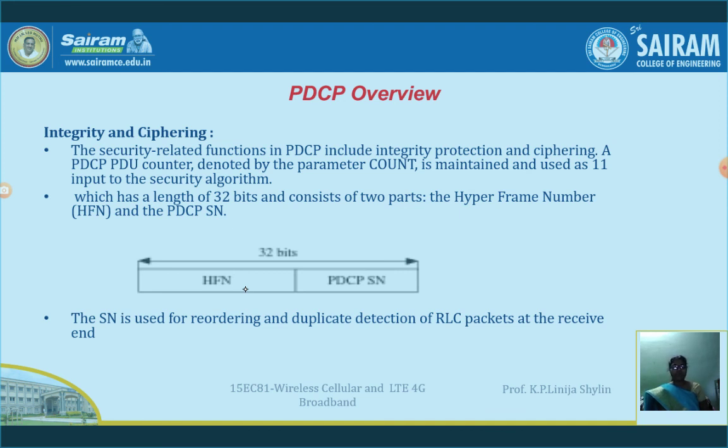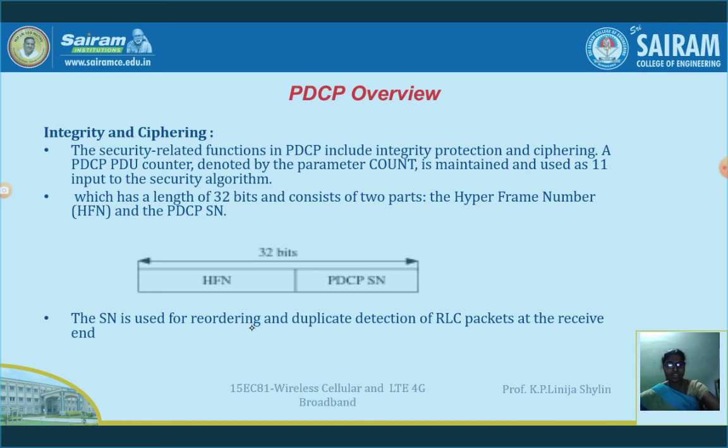And then PDCP SN, the sequence number. What is its responsibility? This sequence number is used for reordering at the receiver end, and also detection of duplicate RLC packets will happen at the receiver end. Duplicate RLC packets are detected by the sequence number. Okay, it's very clear.